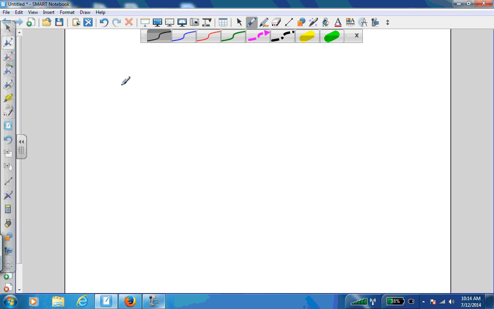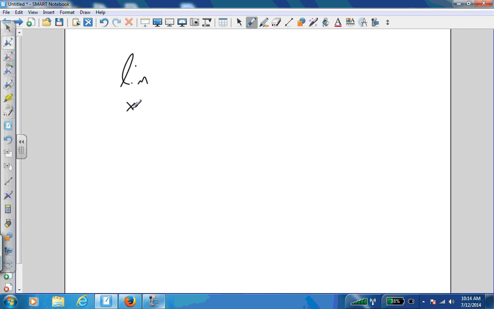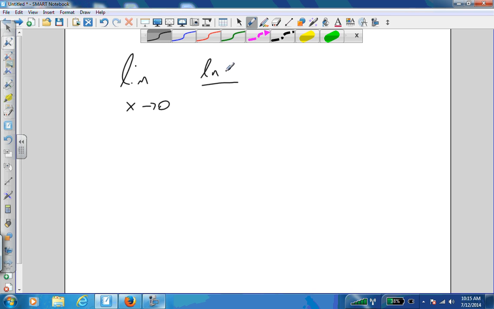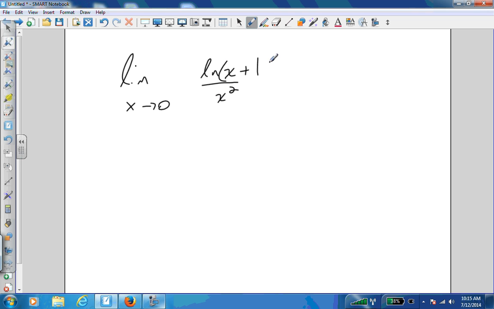All right, let's do another one. Let's do the limit as x goes to 0 of natural log of x plus 1 over x squared. Let's do this.